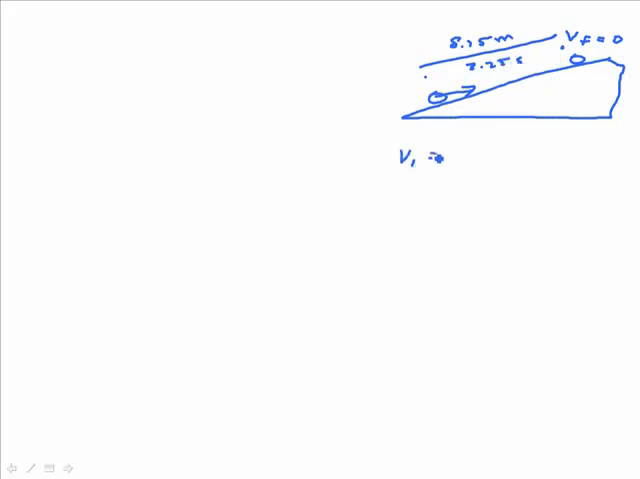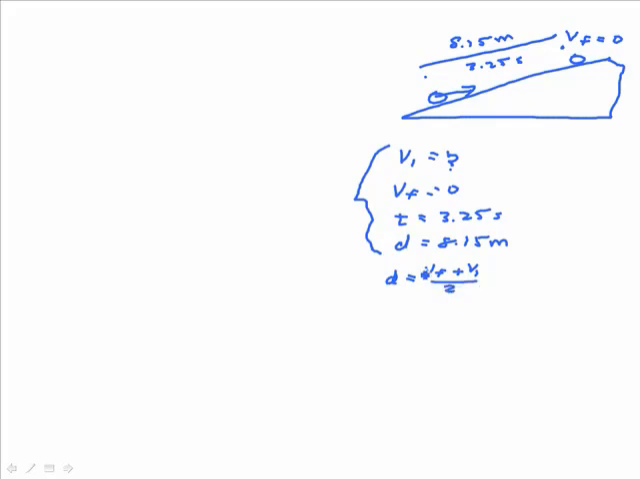Initial velocity is unknown. Final velocity is 0. Time of travel is 3.25 seconds, and the displacement during that time is 8.15 meters. Using our 4 kinematic expressions, we look for an equation that does not have what? Well, it doesn't have a. And that, of course, is d equals (Vf plus Vi) over 2 times t, and we have to solve for Vi.